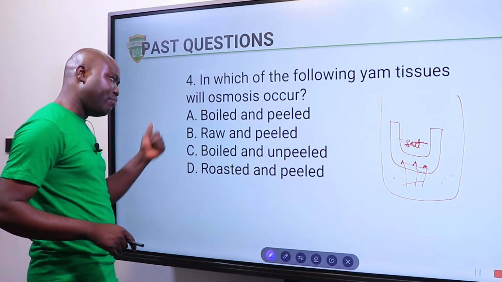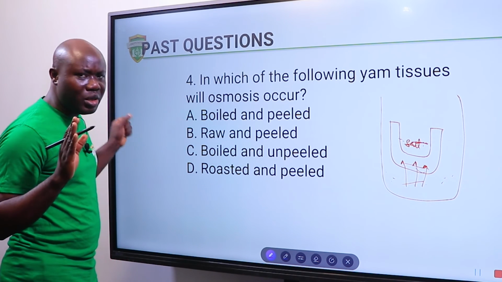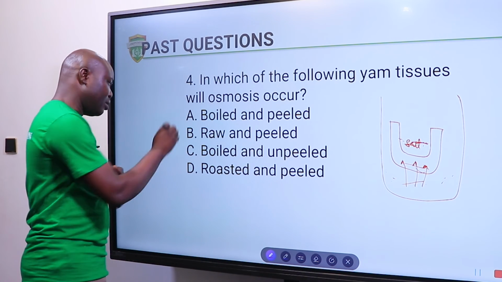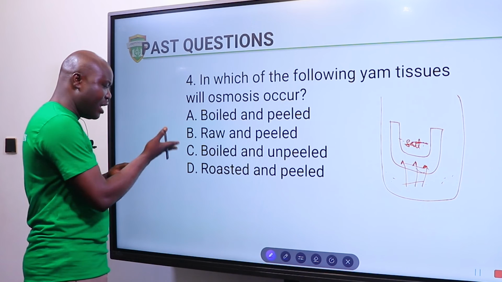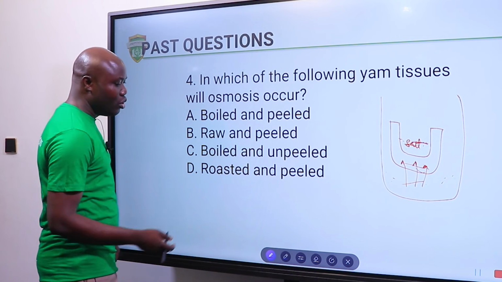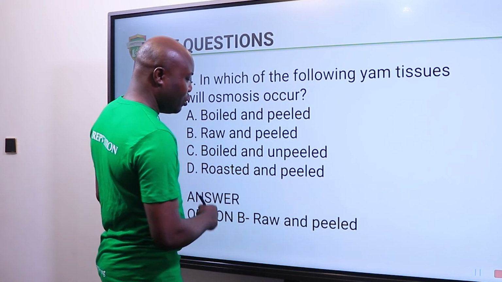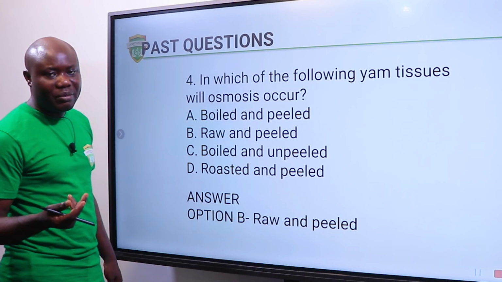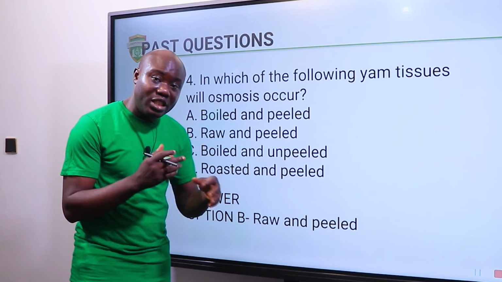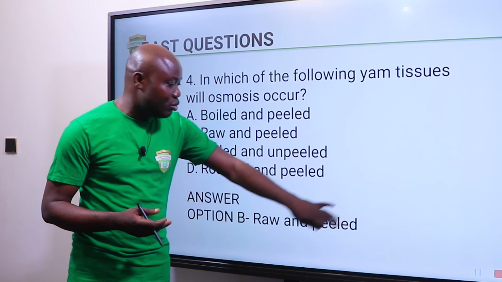Option A, boiled and peeled. For the fact that your yam is boiled, it's not going to move. You have spoiled it. Then option B, raw and peeled. Yes, I will go with B, raw and peeled. But let's see option C, boiled also and unpeeled. No. Option D, roasted. No. So our answer is B. It should be raw and it must be peeled. So you know what you're supposed to do when you're trying your own experiment at home. But of course, you need to give it time. It's not that you will just stay there and be expecting the water to be gushing through the membrane. No, it doesn't work like that. It takes time. But it will definitely work.